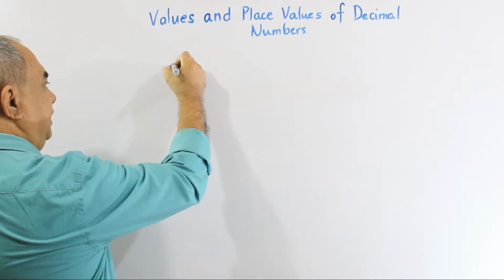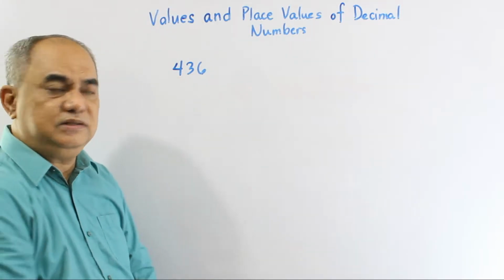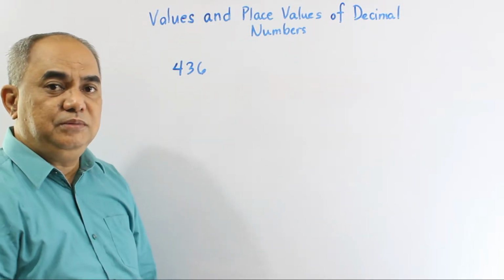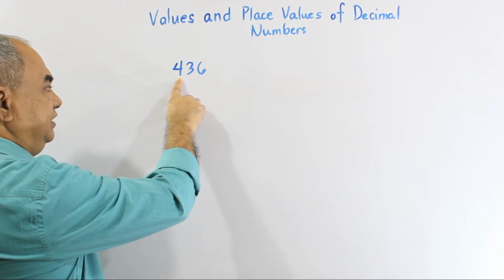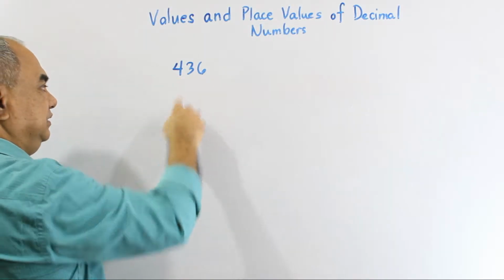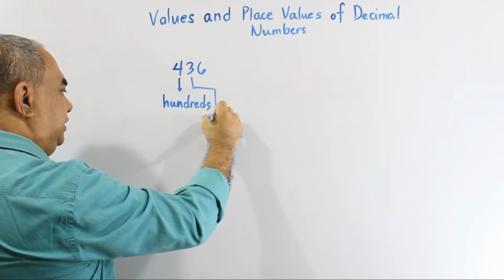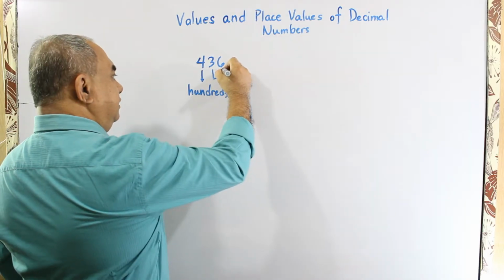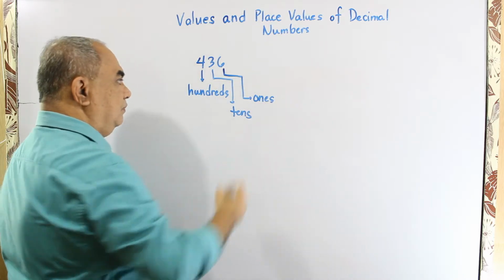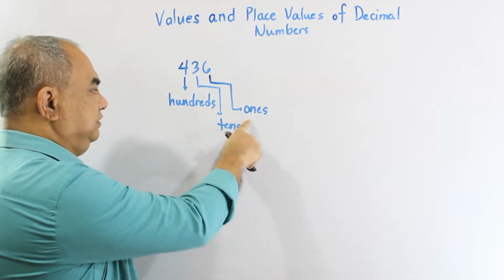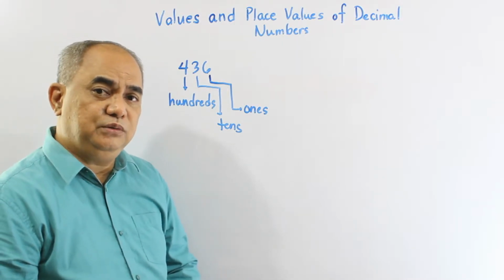Let's say we have 436. This number is a whole number simply because it has a place value of 4 here. This is your hundreds place value. Over here you have your tens, and the last digit is what we call the ones place value. We're going to use these three words as a sort of pattern for the decimal values and place values. How do we do that?